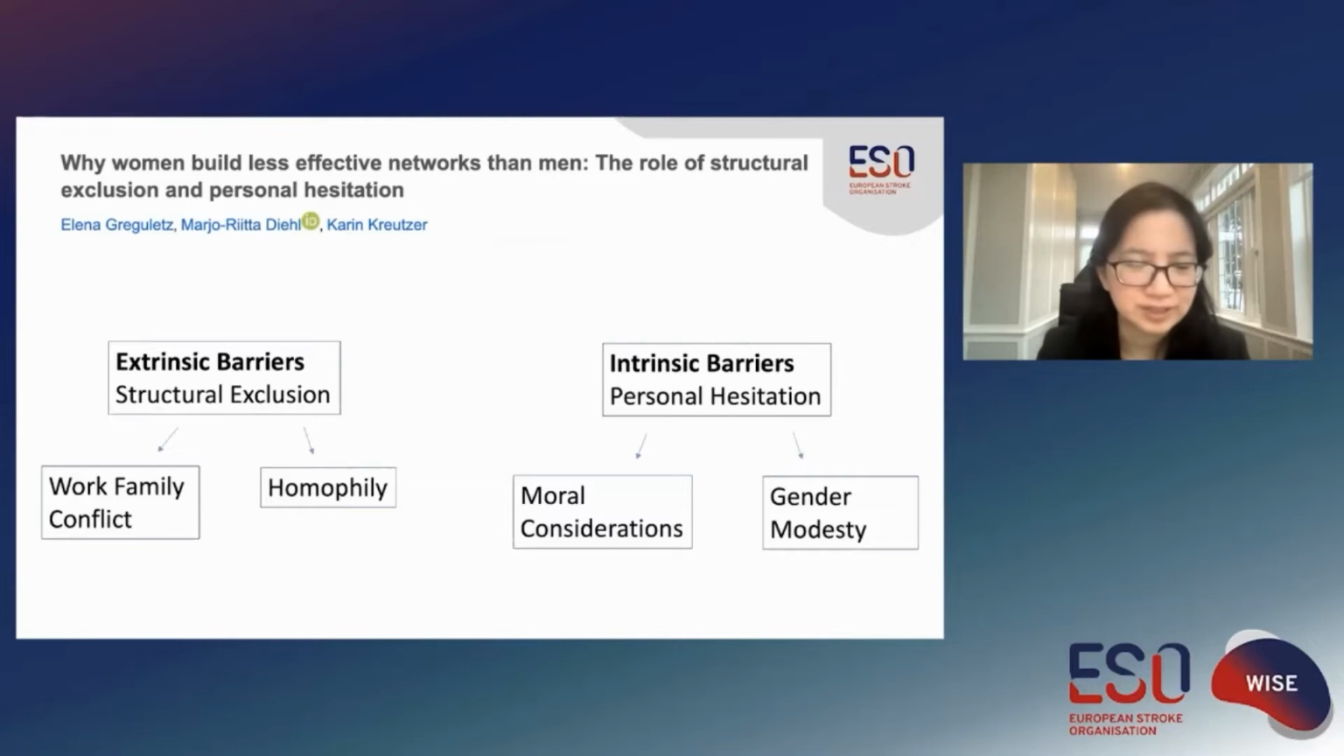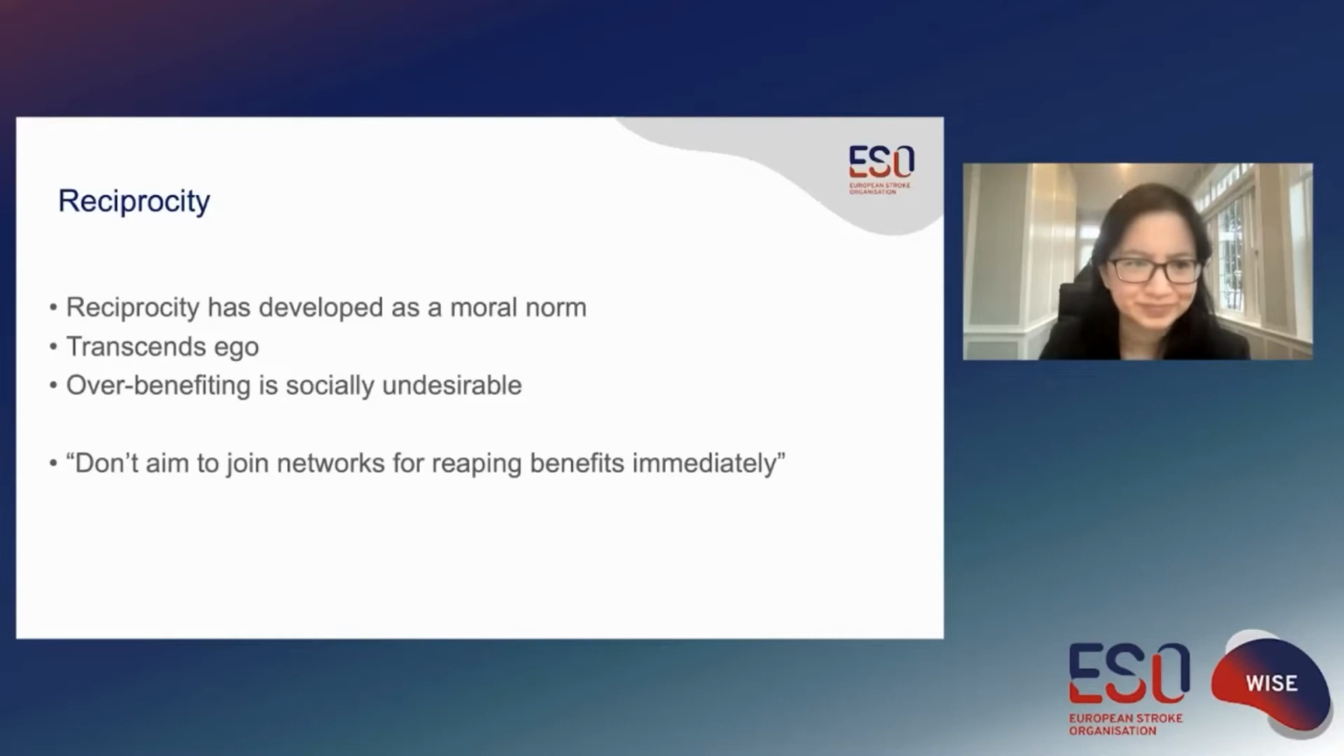Moving along, we've discussed the extrinsic barriers to effective networking, and there are also intrinsic barriers. We discussed personal hesitation, which can also be further conceived of as moral considerations and the idea of gender modesty. When we think about reciprocity within social networks, reciprocity is a given moral norm. It transcends one's ego when one thinks about a relationship with another person. And again, this concept of over-benefiting from a relationship is conceived of as socially undesirable. Another leader within the study said, don't aim to join networks for reaping benefits immediately.